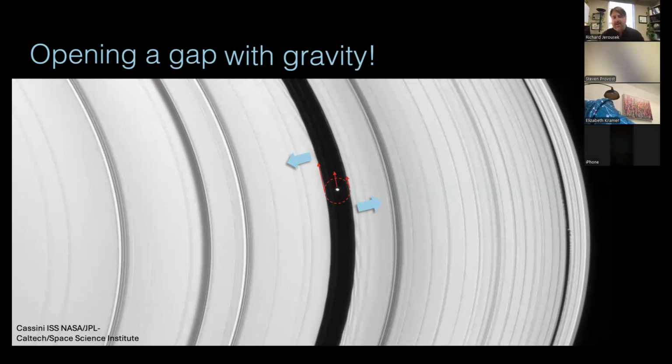And one of the things that is kind of interesting in this picture, there's two moons like this. There's Pan here. There's also Daphnis over here. And you can see the wakes that they produce, just like wakes from a boat, but unlike wakes from a boat, which are behind the boat on both sides.